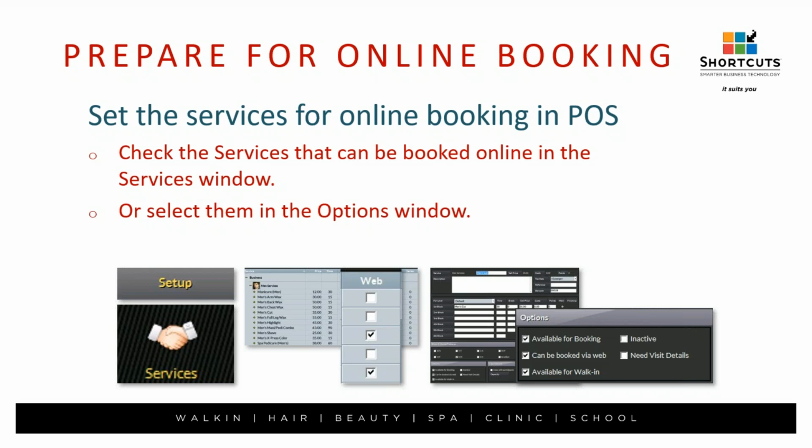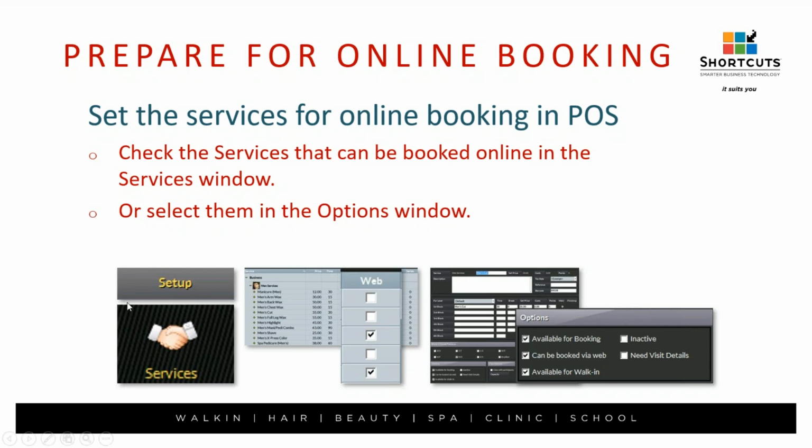If you happen to be in the options screen, the screen where you actually tell Shortcuts what the default time or default price is for this service, in the bottom left-hand corner there is a little checkbox that says can be booked via web. Checking this box would be the same thing as checking the column that says web. They both activate the same feature.